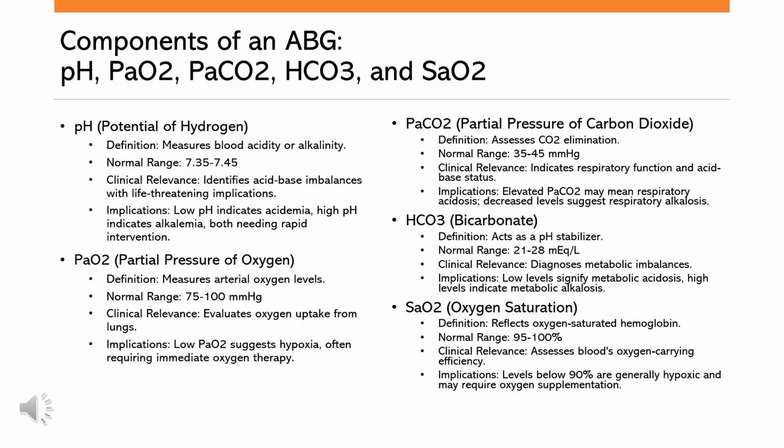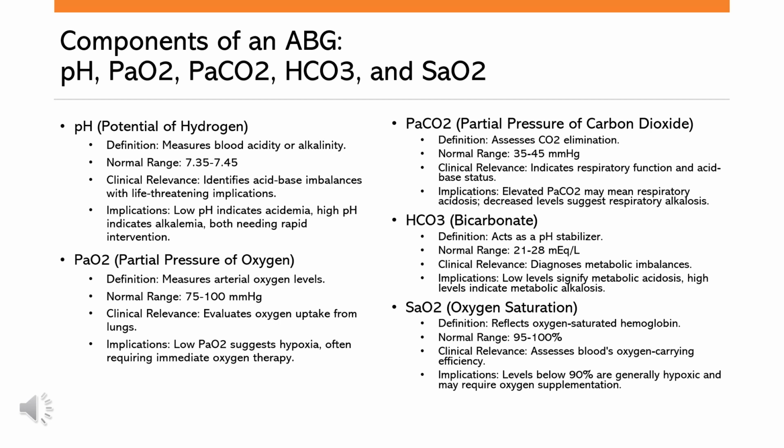Now let's look a little more closely at the different components of an ABG. Let's start with pH, which is potential of hydrogen. This is a measure of the acidity or alkalinity of the blood. The normal range is 7.35 to 7.45. pH helps in identifying acid base imbalances. Variations can be life threatening. Low pH indicates acidemia. High pH indicates alkalemia. Both conditions require rapid intervention.